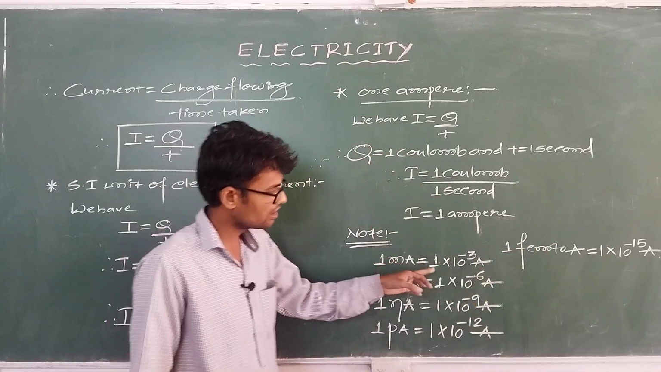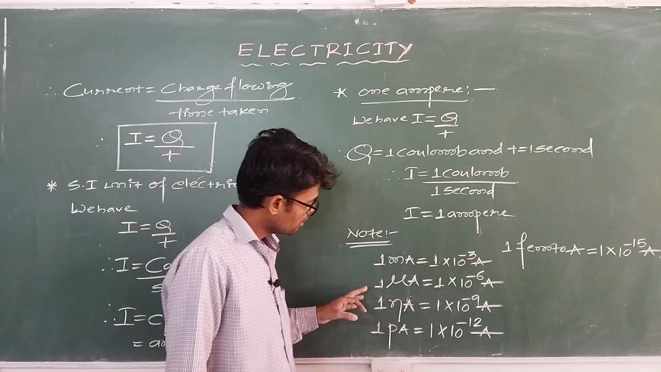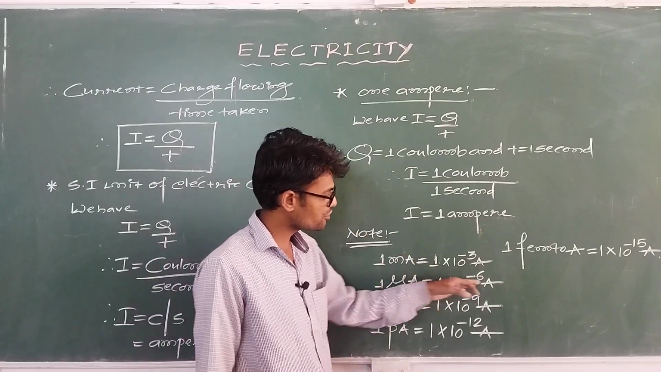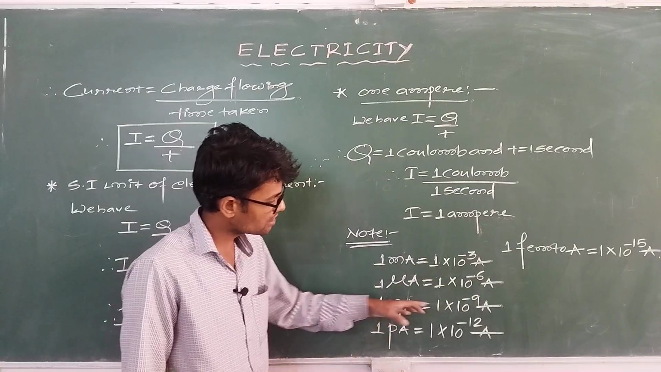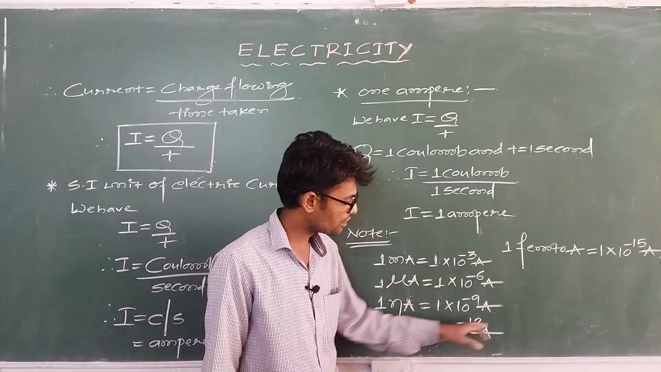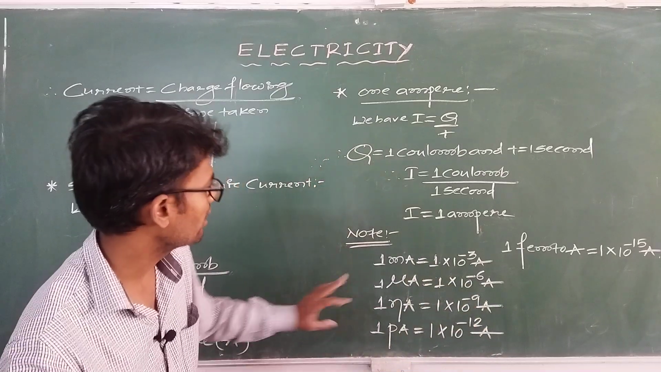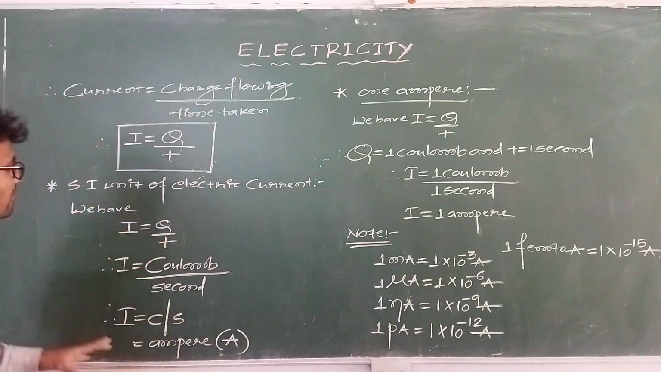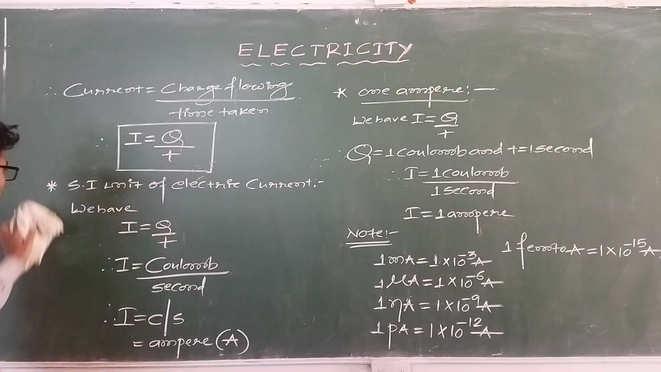Only these values remember. 1 milliampere is 1 into 10 raised to minus 3 ampere. 1 microampere is 1 into 10 raised to minus 6 ampere. 1 nanoampere is 1 into 10 raised to minus 9 ampere. And 1 picoampere is 1 into 10 raised to minus 12 ampere. So these values you remember. So this is about electric current.